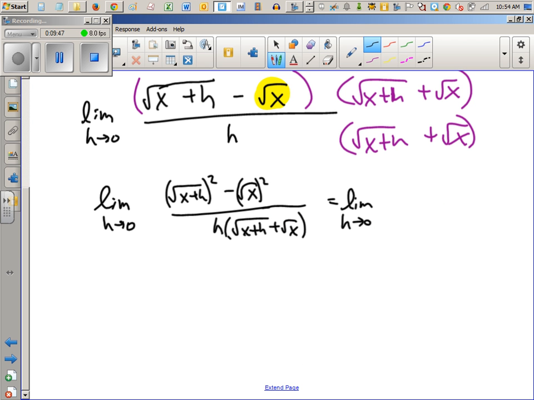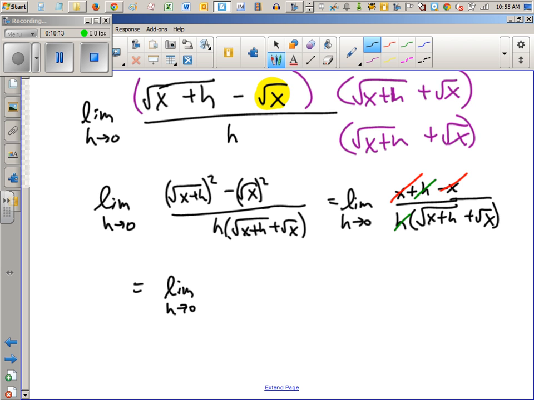Okay, the top just becomes basically x plus h minus x. I'm having a deja vu here. I just did a problem like this a few minutes ago. The x cancels out by subtraction. The h cancels out by division, leaving us with limit of 1 over garbage.